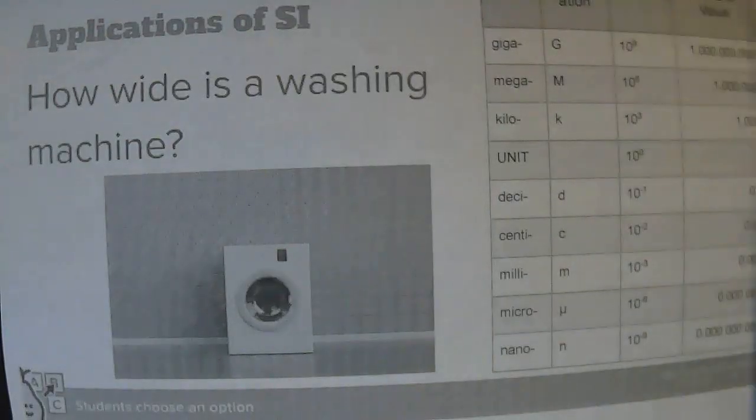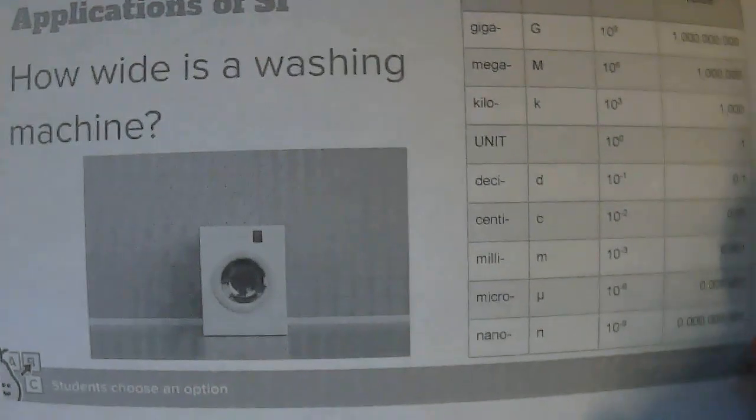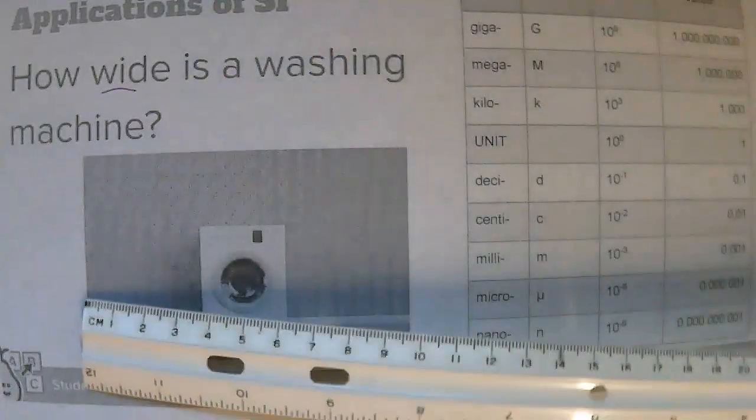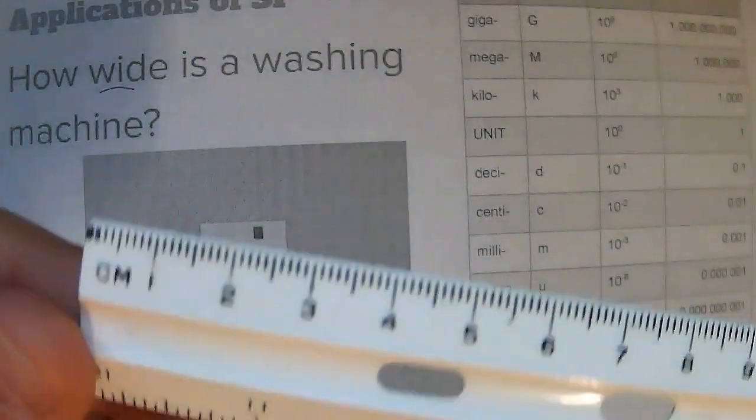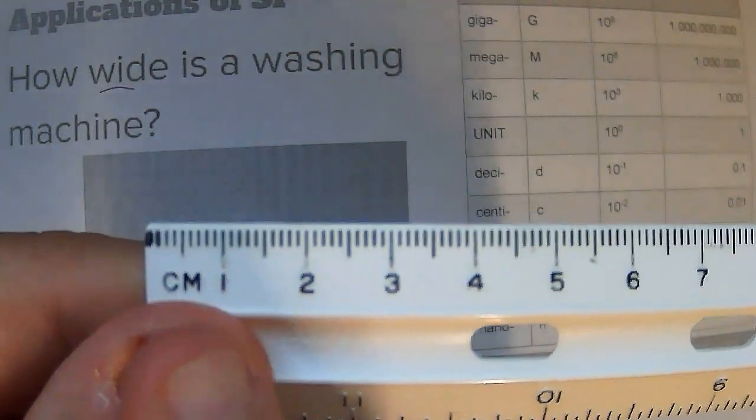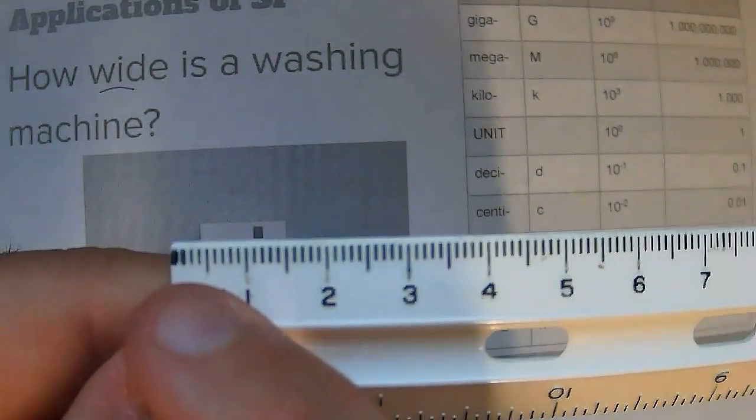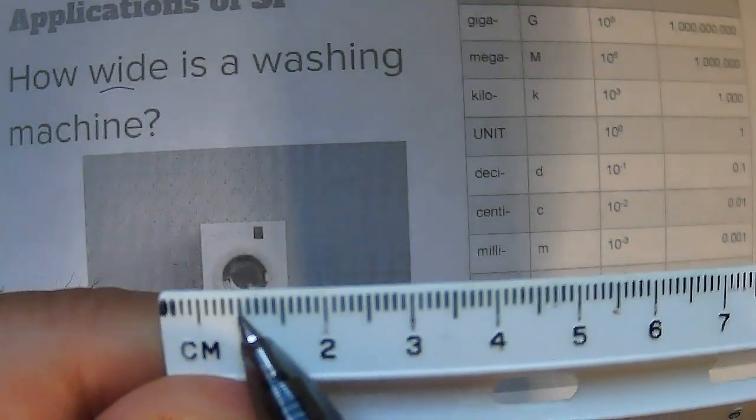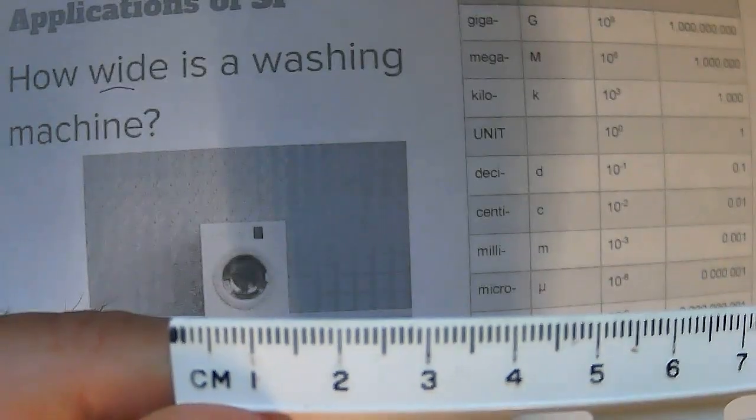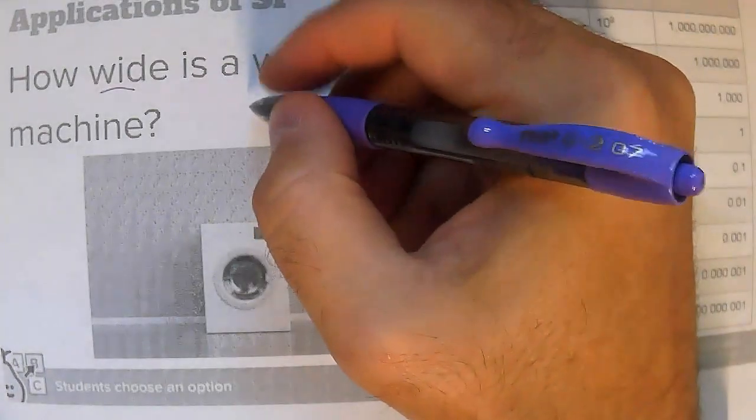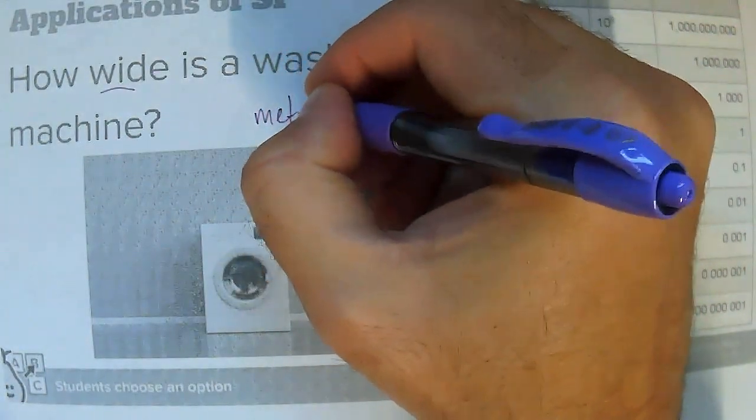And then a washing machine. Most of you have seen a washing machine. We want to know how wide a washing machine is. I have a ruler here. It's definitely not centimeters wide, which is from 0 to 1 here. It's definitely not millimeters wide, which is this little marking. So a washing machine is about a meter wide.